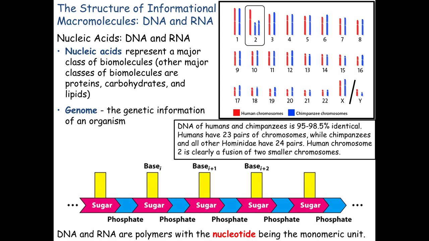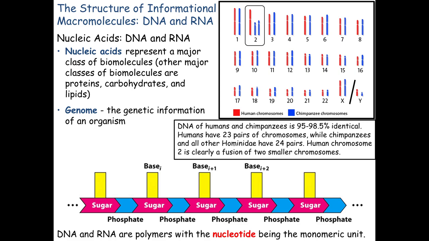So humans, for example, have 23 pairs of chromosomes. They're drawn up there on the right in the cartoon, in red. In blue are the chimpanzee chromosomes. You notice they're very similar to ours. We're very similar to chimpanzees genetically. It says 95 to 98.5 percent, depending on what your definition of identical is, how you measure it. So nearly identical, but there are some differences.